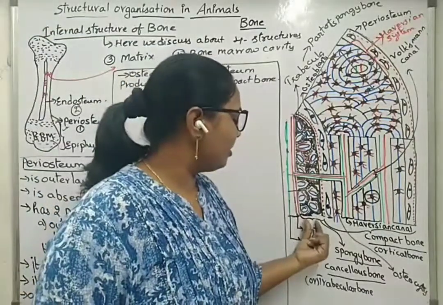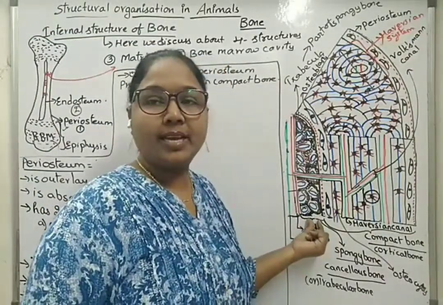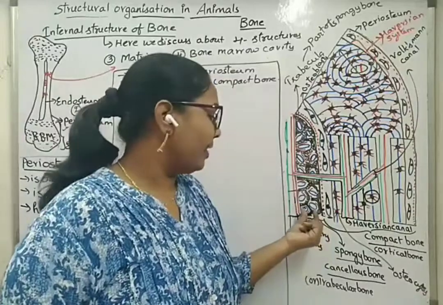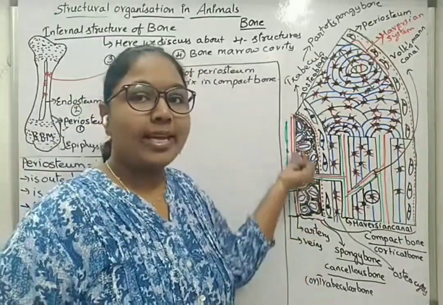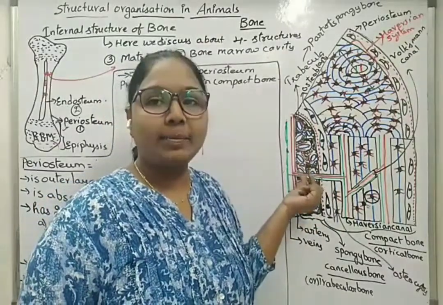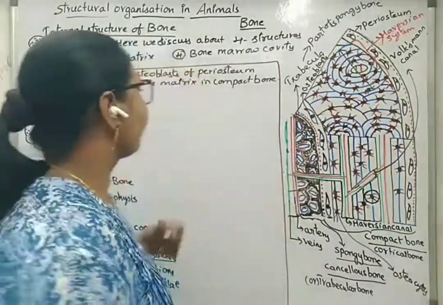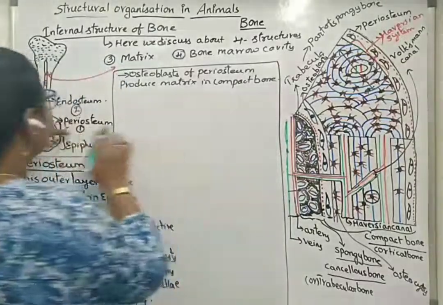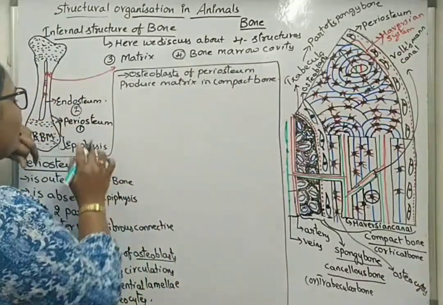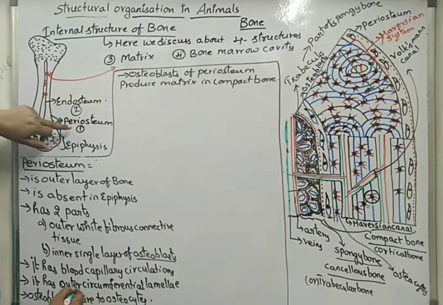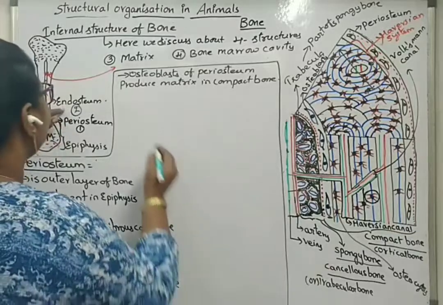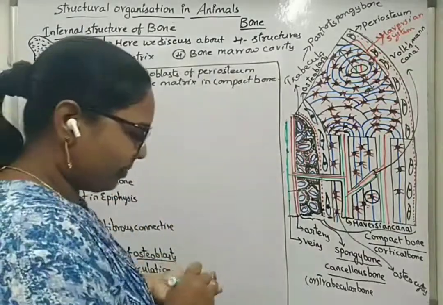Here it is having one trabeculae, having many lamellae. One trabeculae is covered by endosteum. The spaces or gaps are occupied by blood capillaries or blood vessels. So these are a few points related to periosteum. So it has blood capillaries. Okay, I have written osteoblasts. Okay, fine.